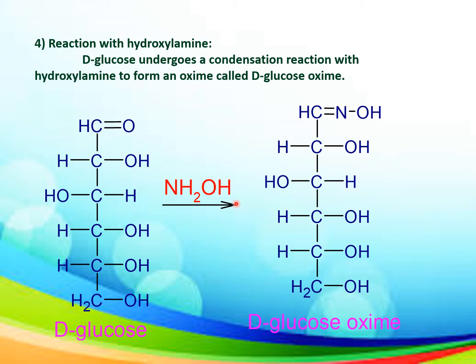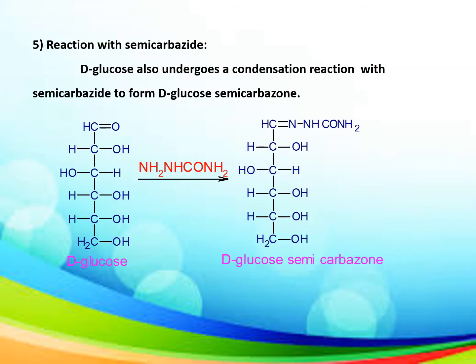D-glucose combines with hydroxylamine NH2OH. Here, this oxygen and these two hydrogen atoms combine together and eliminate as water molecule, and then the remaining NOH will be attached with this double bond and we will get C double bond NOH. This is the functional group for oxime.